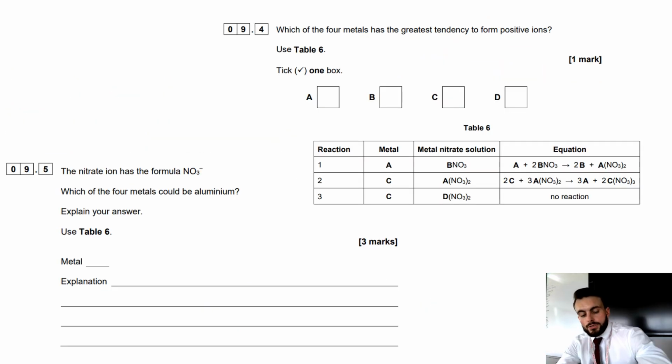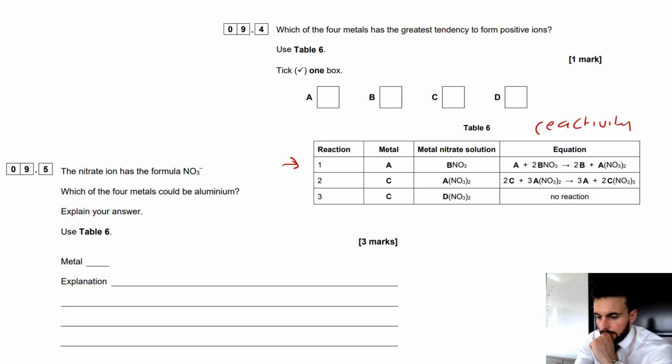9.4. Which of the 4 metals has the greatest tendency to form positive ions? Use table 6. So we're looking at this table. We need to figure out, it's about displacement reactions, so it's about the reactivity series. Remember that the more reactive element will displace the less reactive one in a salt. So for this first one, we've got a reaction taking place, so that tells you that A is more reactive than B because metal A has displaced B to form something new.